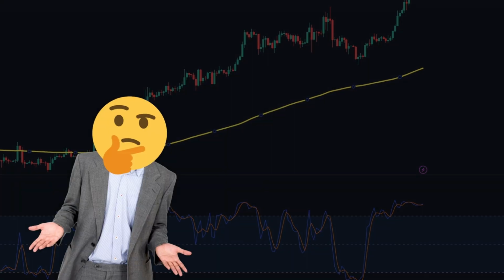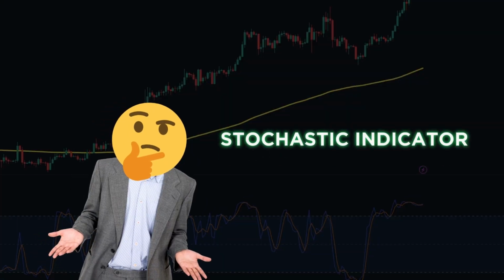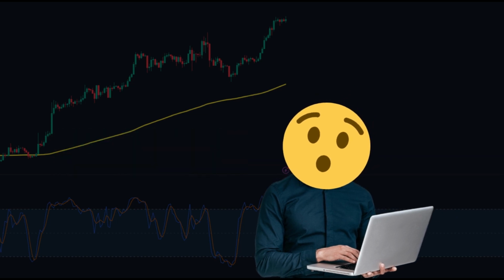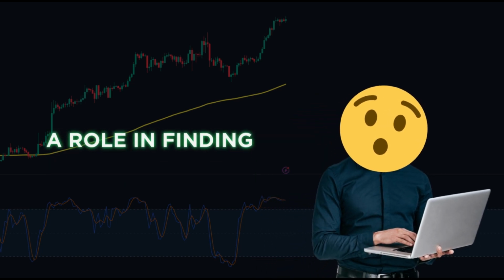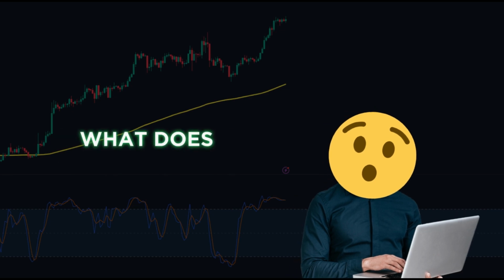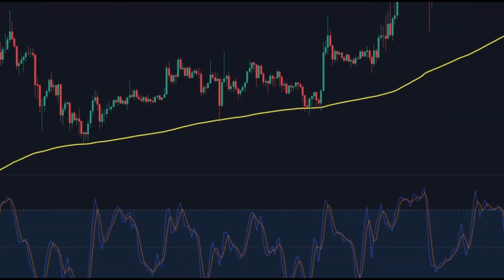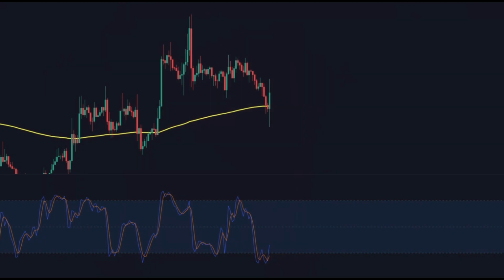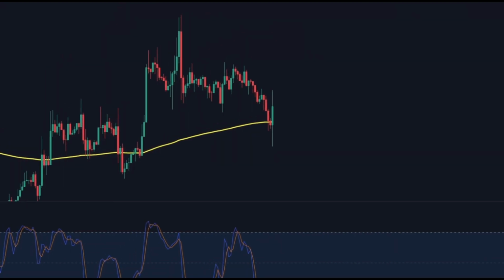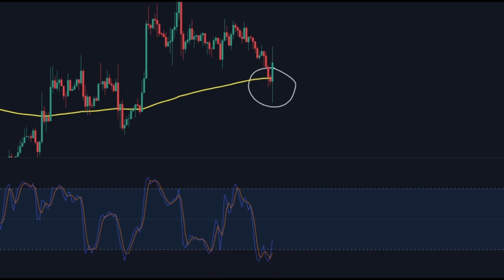Now let's discuss another way to use the stochastic indicator. In this second method, the stochastic indicator plays a role in finding retracements during trend trading. What does this mean? When the market is trending, the EMA 200 also acts as dynamic support and resistance. Let's look at a real example to make it easier to understand. If the price was previously above the EMA 200 and then retraces back towards it, there is a possibility that the price will bounce back up because the EMA 200 is acting as dynamic support. This is where the stochastic indicator comes in to help us identify the entry point.